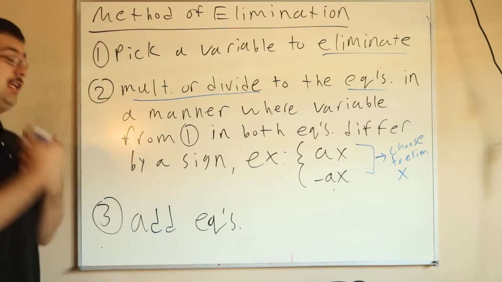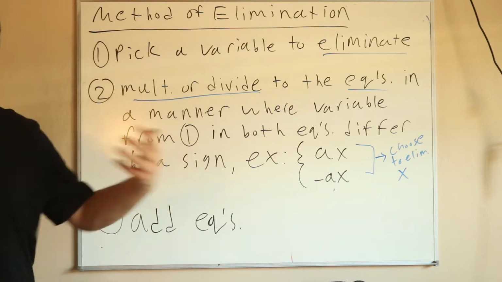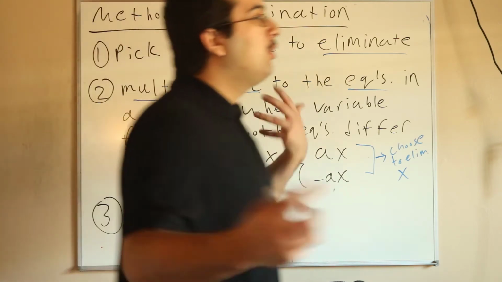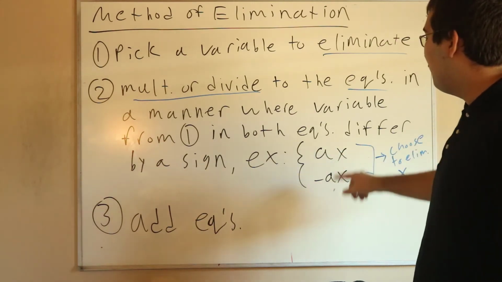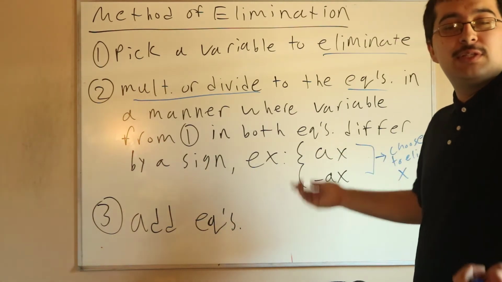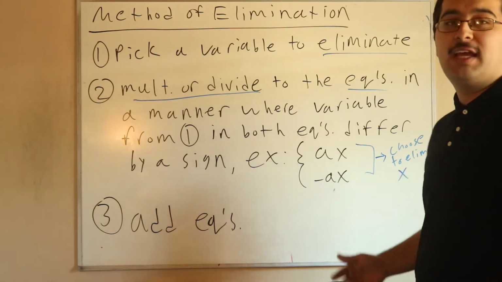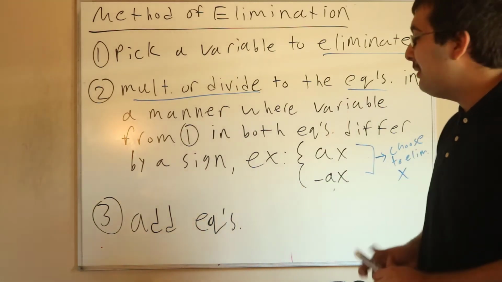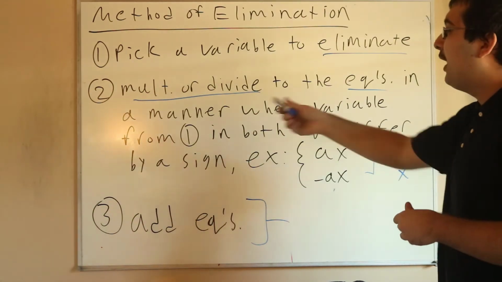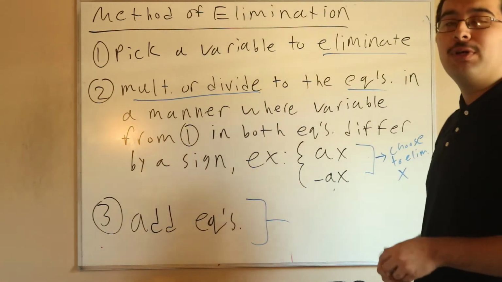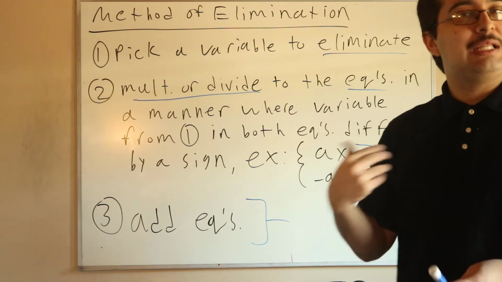And then, here in step 3, we're simply going to add both equations together. Why is that important? Because when we add these two equations together, these x variables will cancel, because ax minus ax is 0. We have eliminated the variable. That's exactly what step 3 does. After you have altered the equations in an appropriate manner, in step 3, we eliminate.